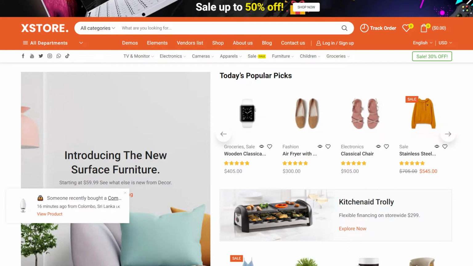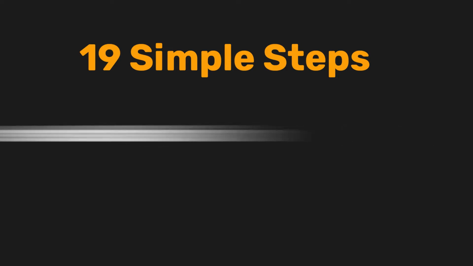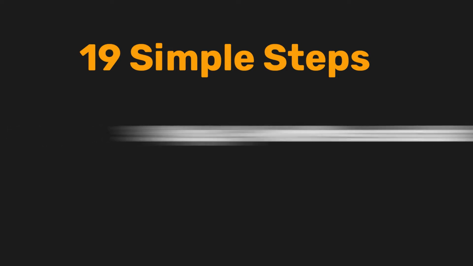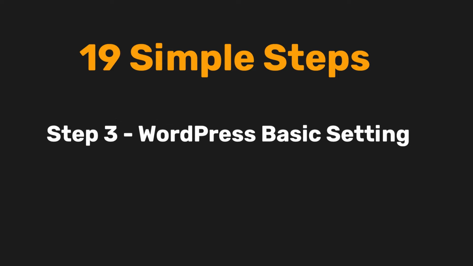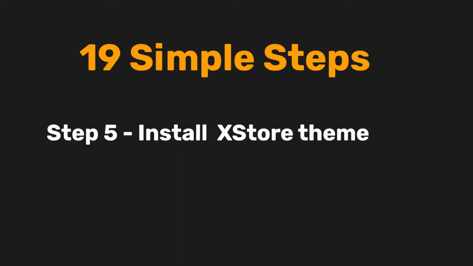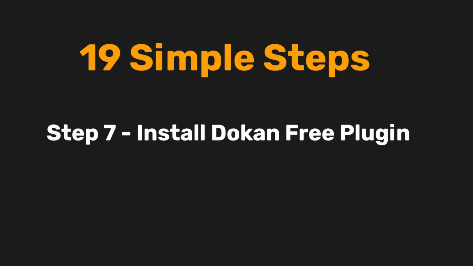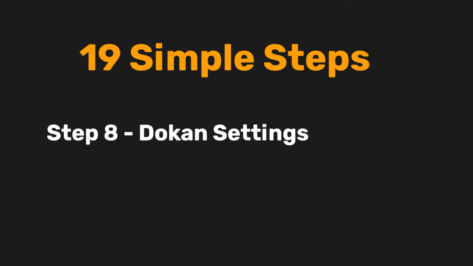I will cover the whole video in 19 simple steps. Step 1. Get a domain and hosting. Step 2. WordPress installation. Step 3. WordPress basic settings. Step 4. Install WooCommerce plugin. Step 5. Install XStore theme. Step 6. Import XStore demo. Step 7. Install Dokan free plugin.